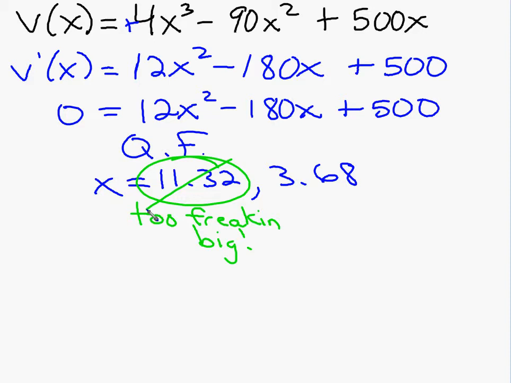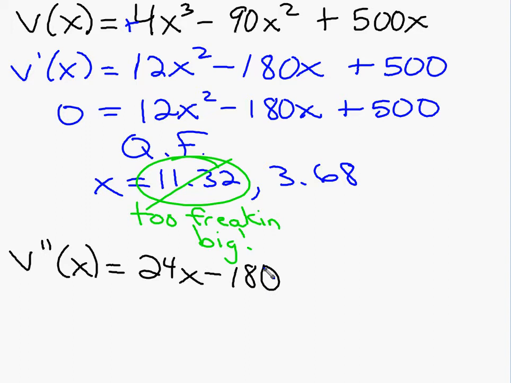Now, haven't we learned two ways? We've learned first derivative test, second derivative test. I think it'd probably be easier to use second derivative test. Take the second derivative of this thing. The second derivative of my volume function would be 24x minus 180. And if you recall, using the second derivative test, I'm going to plug the critical point into the second derivative and see what my sign is.